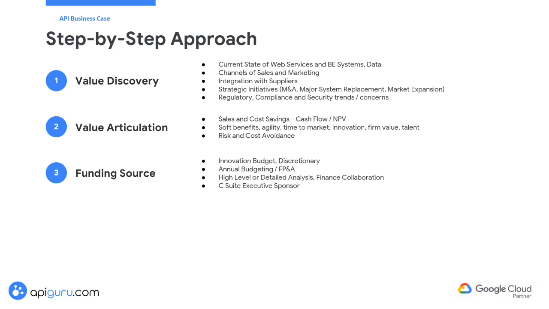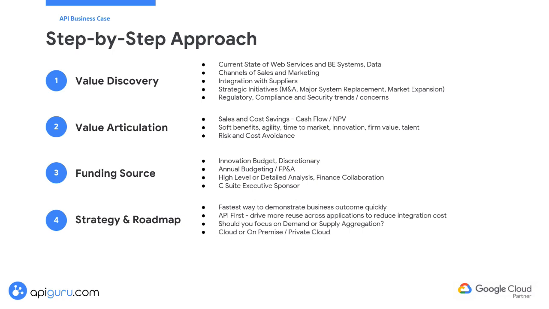Identify potential funding sources for the API project, including innovation budgets, discretionary funds, or annual budgeting through financial planning and analysis. Determine whether a high-level overview or a detailed analysis will be needed and seek collaboration with finance teams. Secure a C-suite executive sponsor to champion the project. Develop a strategy and a roadmap that outlines the fastest ways to demonstrate business outcomes.